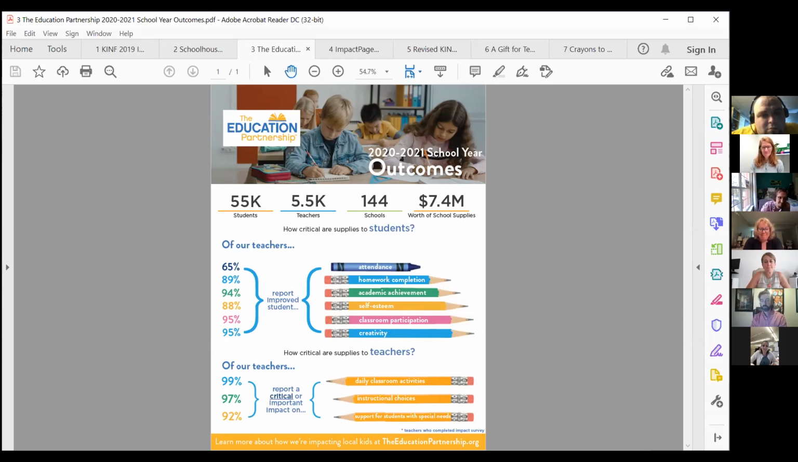But the most important thing when I'm explaining this data is making sure that the person reading it understands the data, and that we're not saying attendance increases by 65%. It's that 65% of our teachers reported improved student attendance. And that's a key piece of explaining this data, and a key piece of how we need to be better at gathering data.